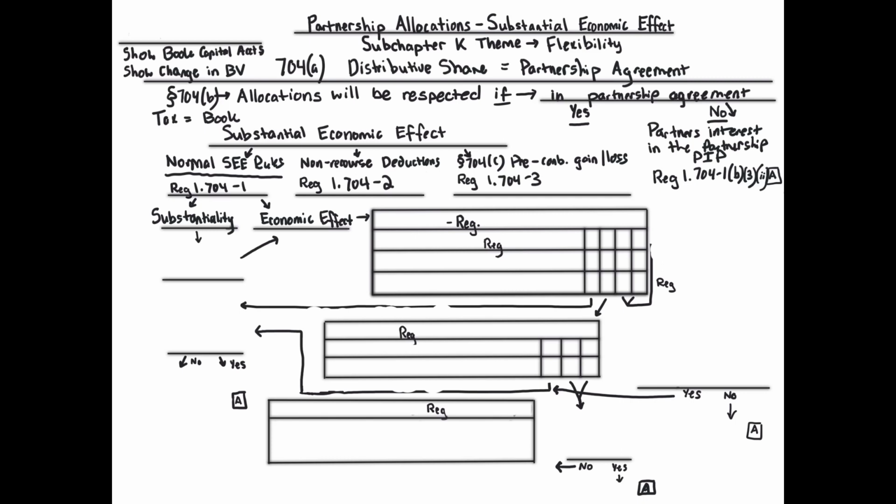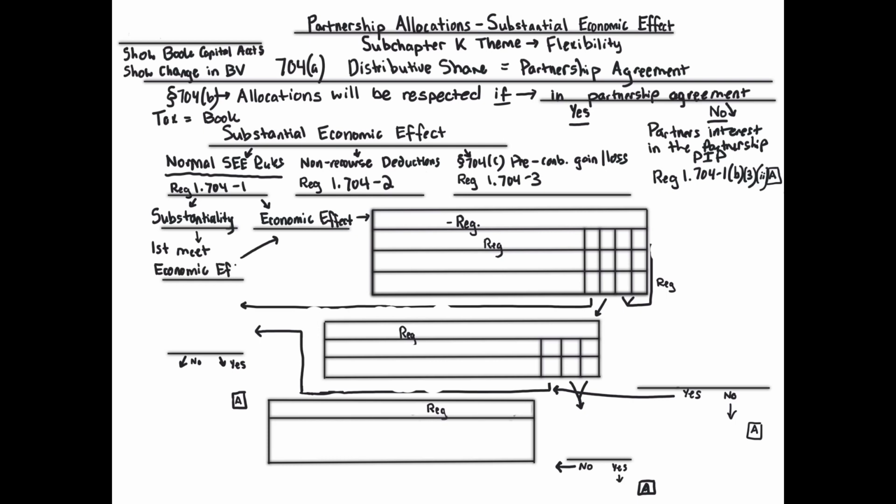So now, to meet substantial economic effect, we have to meet substantiality and economic effect. To meet substantiality, we first need to meet economic effect. We go in that order. And again, that's because economic effect is considered more mechanical.